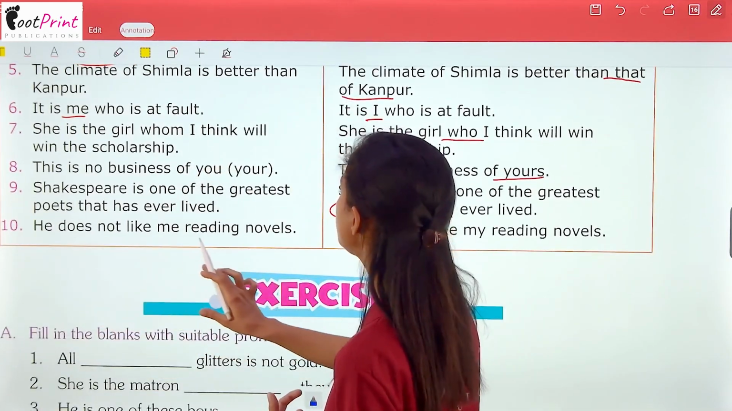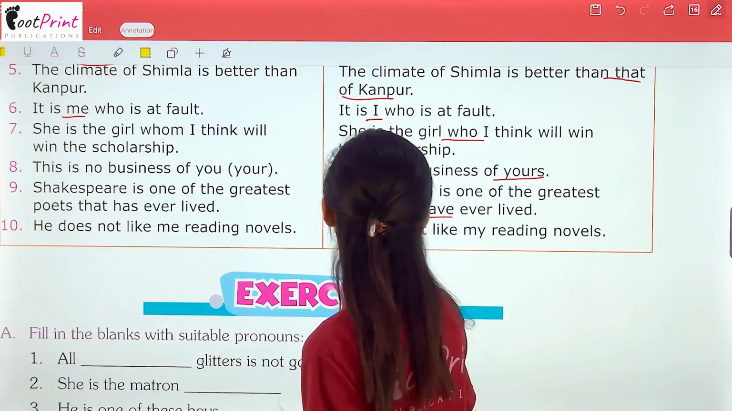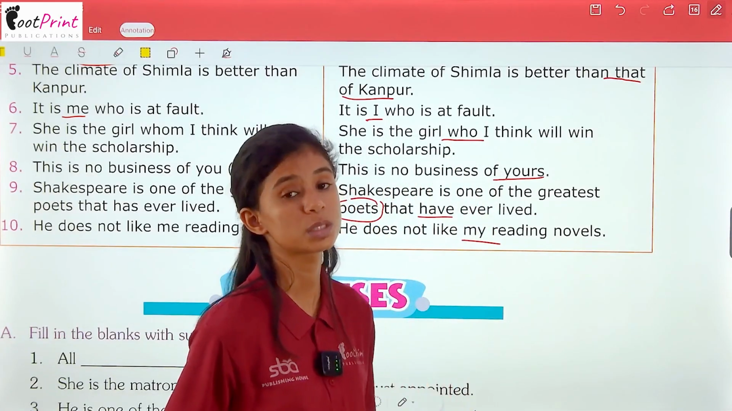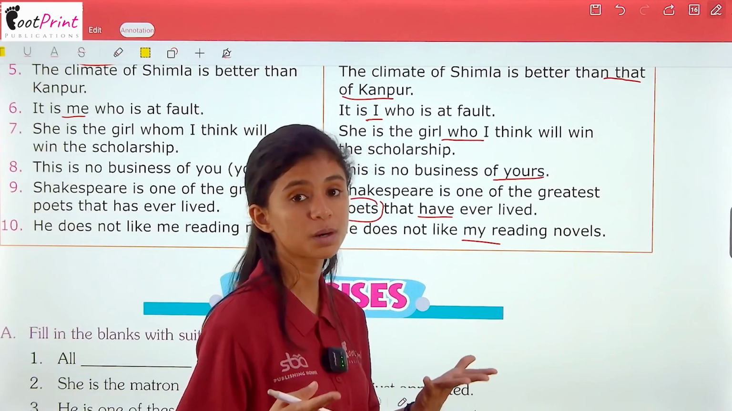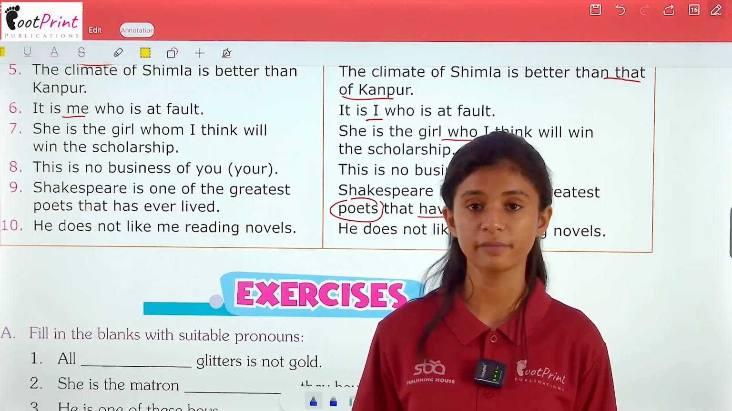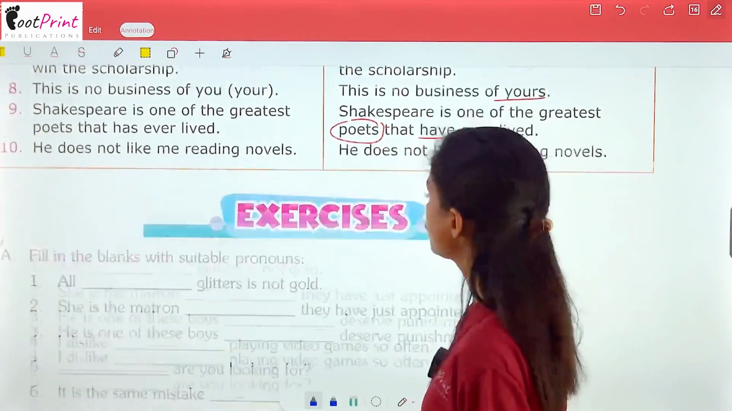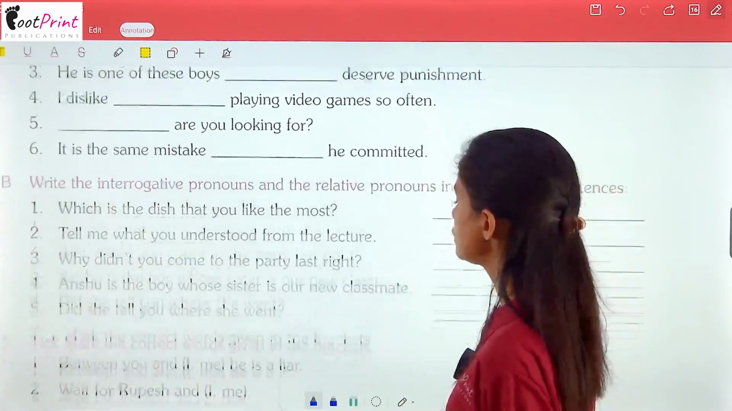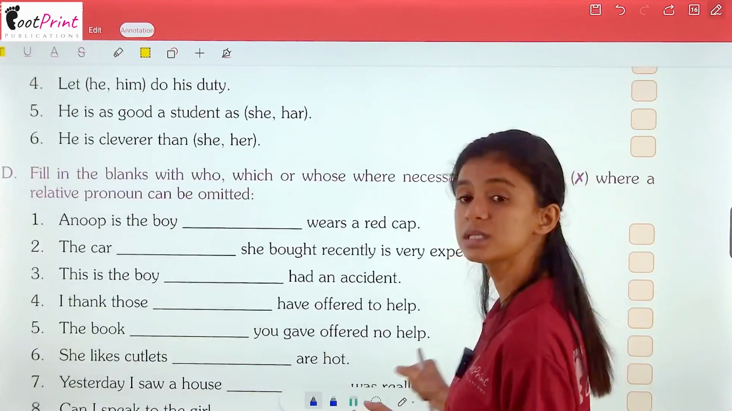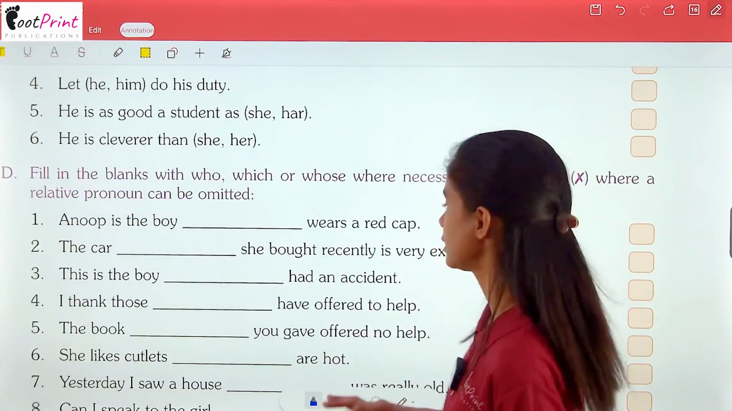He does not like me reading novels. He does not like my reading novels. मेरा novels पढ़ना उसे पसंद नहीं है. मैं novels पढ़ रहा हूँ ये नहीं. This one is the wrong one and this is the correct one that we have here. So that was all for your chapter today. Next we have this exercise given which you have to do on the basis of your understanding.